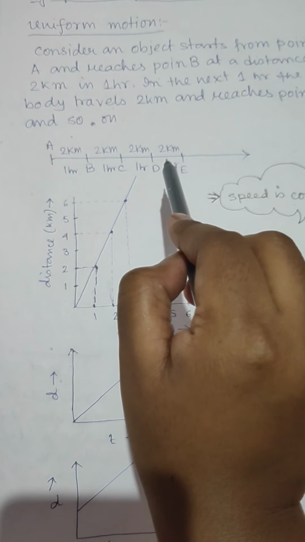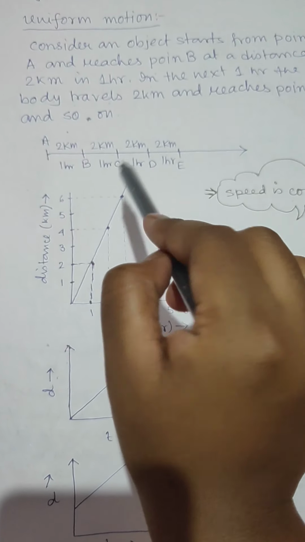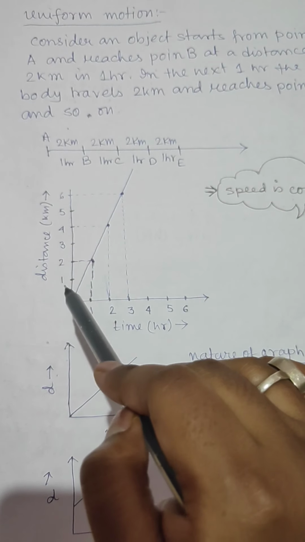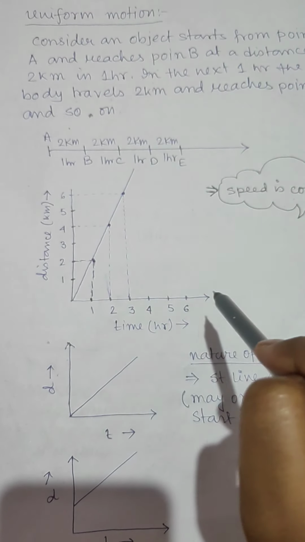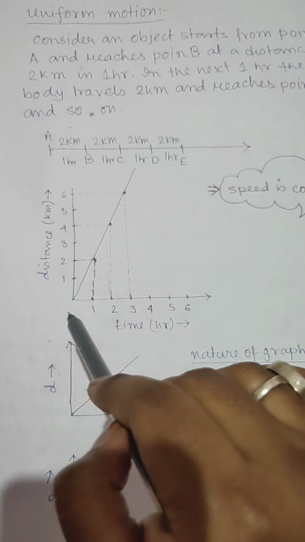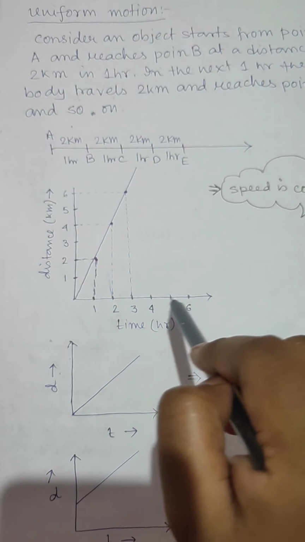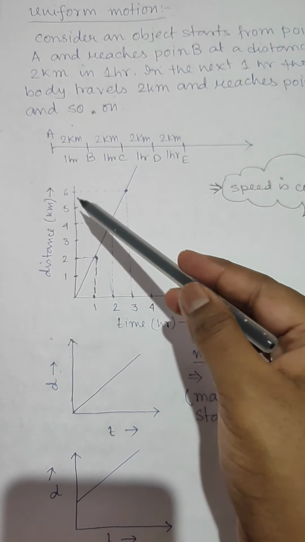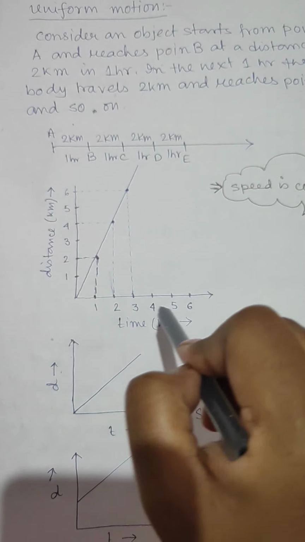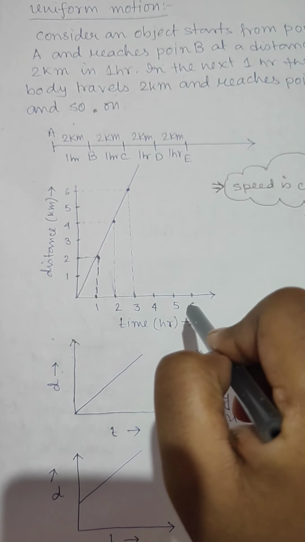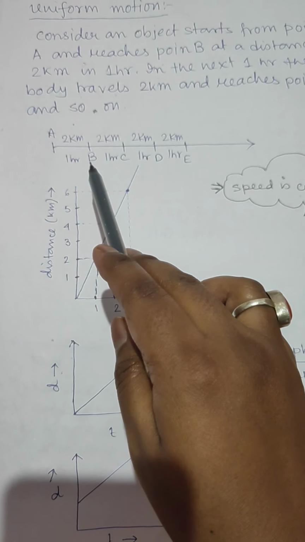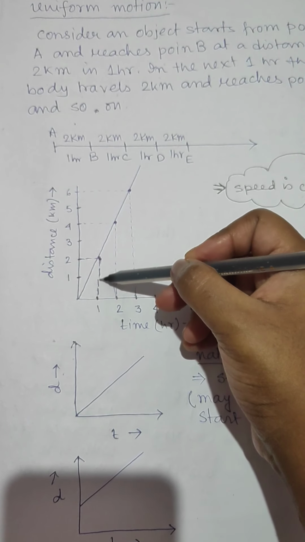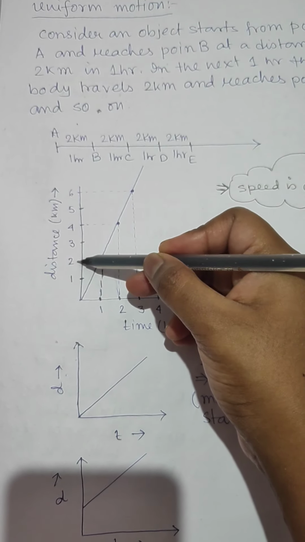Okay, now let's plot this in a graph, that is, in a distance-time graph. Here on the y-axis we have taken distance in kilometers and on the x-axis we have taken time in hours. We have marked 1, 2, 3, 4, 5, 6 here and 1, 2, 3, 4, 5, 6 here, and so on. So this side denotes the kilometers and this side denotes the hours. Let's see, in the first 1 hour the distance traveled is 2 km. So when time is 1 hour, distance traveled is 2 km.